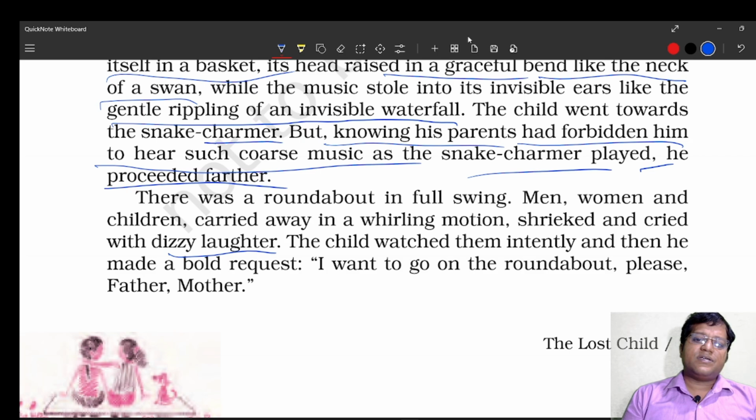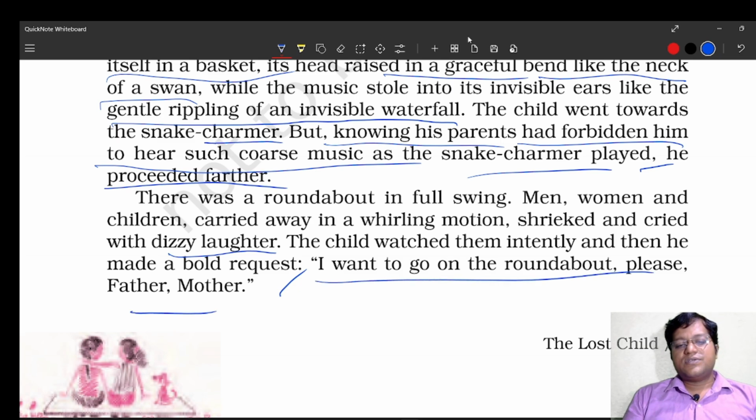The child watched them intently and then made a bold request. The boy also saw the rotation of the merry-go-round and the enjoyment of the people, and he wanted to have a ride. "I want to go on the roundabout, please, father, mother." So he requested boldly this time to his parents, "Father, mother, I want to have a ride."